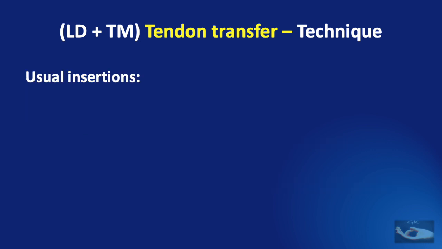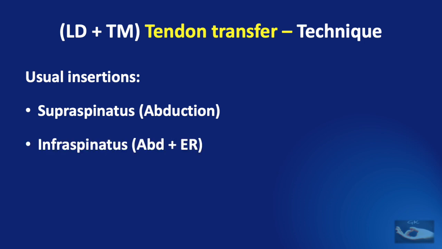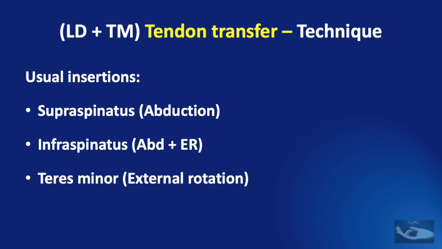The usual insertions of the latissimus dorsi and teres major are the supraspinatus if we want to achieve abduction, the infraspinatus if we want to achieve abduction and external rotation, and teres minor if we want to achieve external rotation only. The supraspinatus and infraspinatus insertions are seen over the greater tuberosity, which we have already dissected.